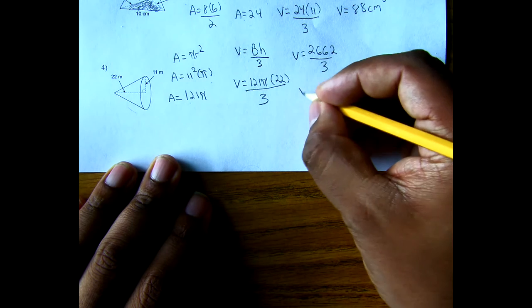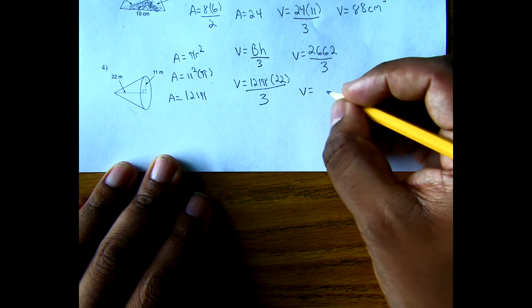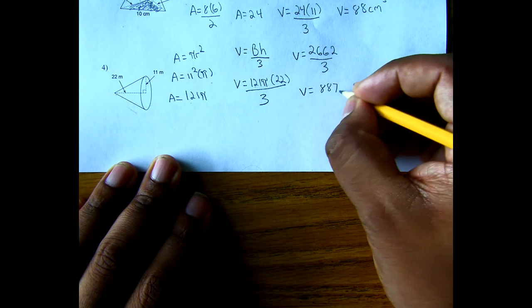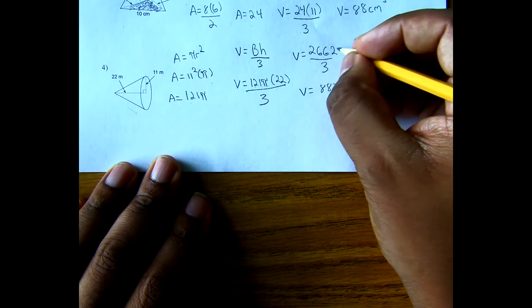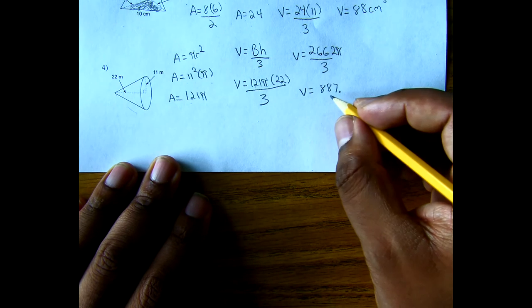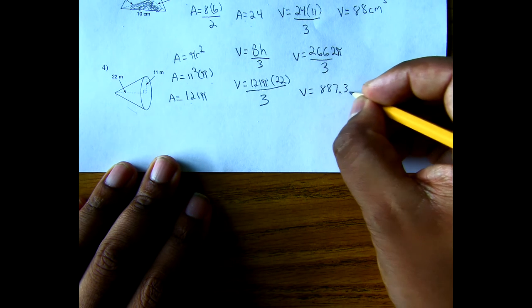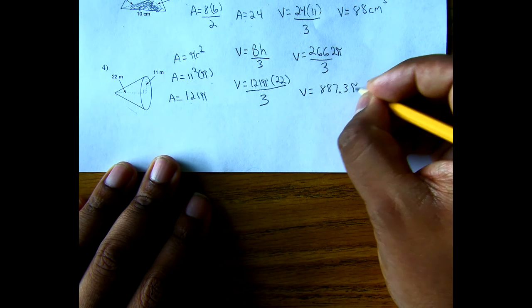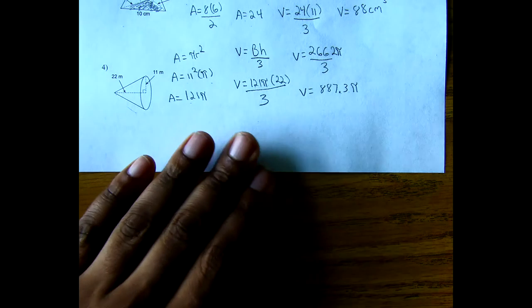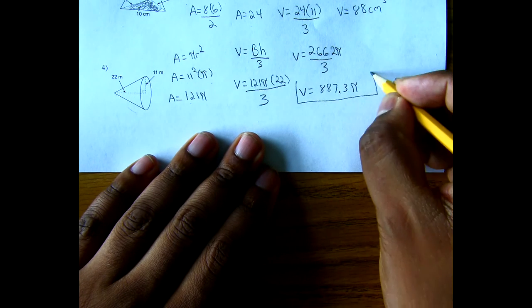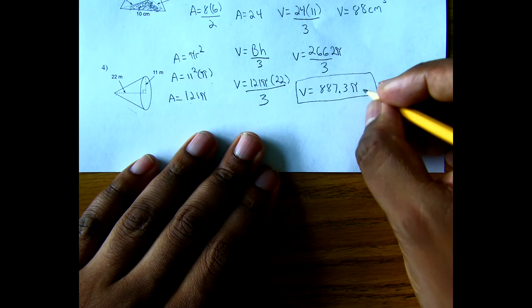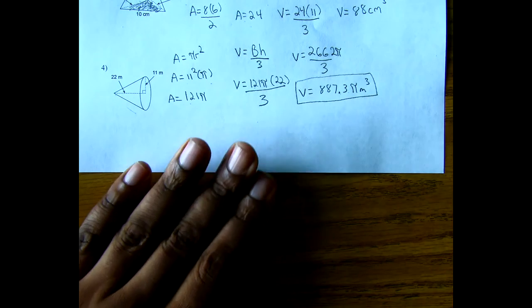And that's going to leave me with this decimal, 887.33333. Oh, left my pi off here. 887.333. I'm just going to round it to 0.3 and put my pi on the end here. And then this will be my final answer. And again, that would be meters cubed.